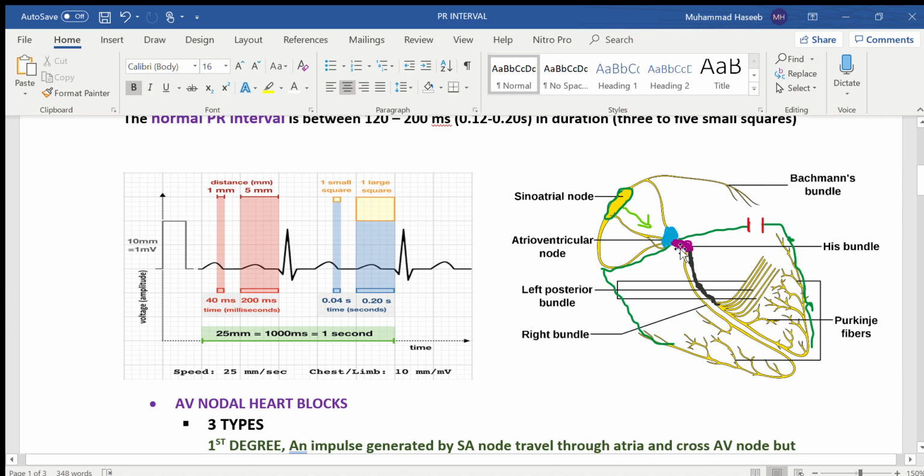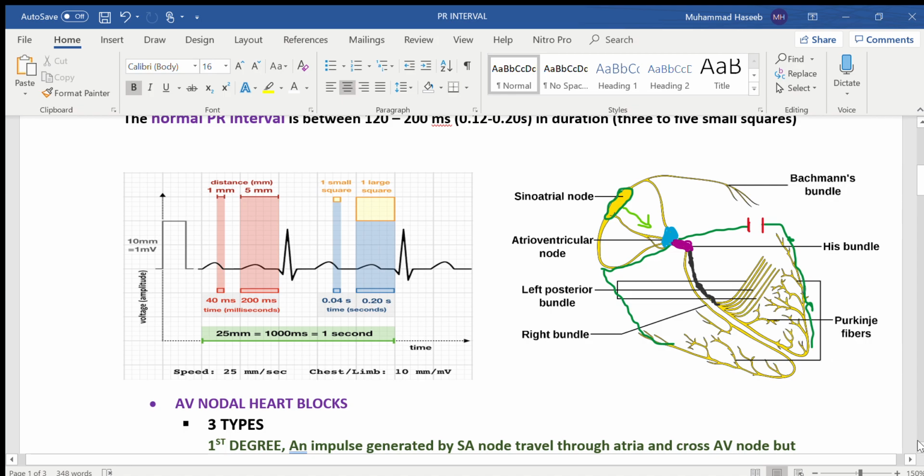In the bundle of His, the impulses cannot cross from this bluish area to this reddish area. They cannot cross the bundle of His. So in Mobitz type 2, when impulses do not cross this area, none reach the ventricles. The ventricles are not depolarized, there is no ventricular contraction, and no output.